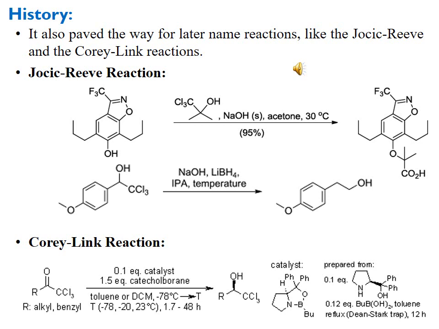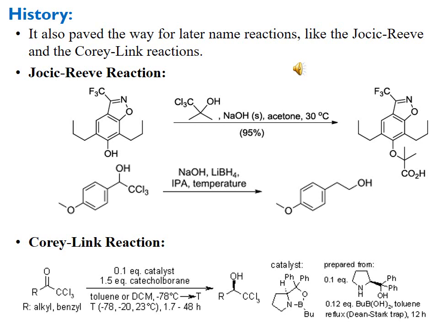The second example of the Jocic-Reeve reaction you can see is also a trichloromethylcarbinol which is directly attached to a benzene ring, and it is converted on reaction with sodium hydroxide, lithium borohydride as a reducing agent, and isopropyl alcohol as a solvent with temperature, and we get an alcohol. Through the reduction, there is first the formation of a carboxylic acid, and then it is reduced into an alcohol.